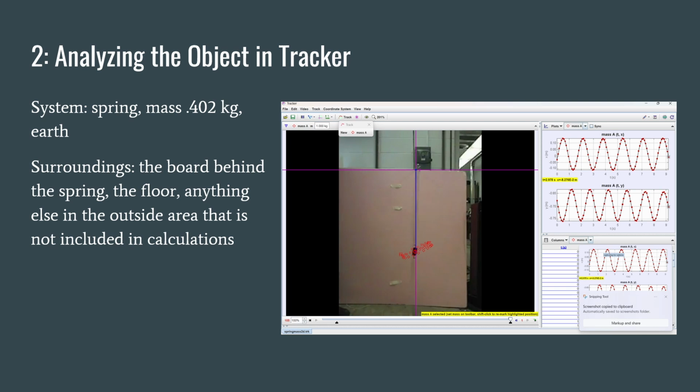Next, we identify our system and surroundings. Our system is the spring, the mass of 0.402 kilograms, and the Earth. The surroundings are basically anything that is not included in the calculations, so that includes the board behind the spring, the floor, literally anything. Then we open Tracker and use point mass to track the mass as it oscillates. And this is what that looks like in Tracker.